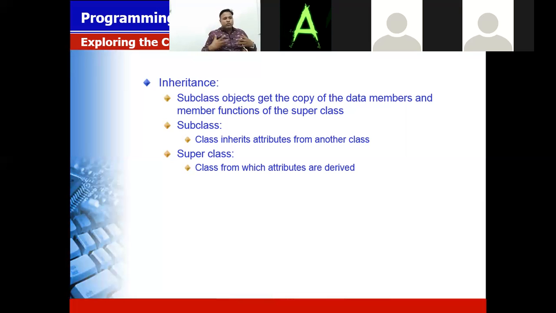जो Base class जो फीचर को शेयर करता है वो होता है सुपर क्लास. जो फीचर को कॉपी करके और कुछ फीचर उसमें डालता है, you can call it a subclass. Okay, subclass object gets the copy of the data members and member functions of the superclass. Subclass inherits the attributes from another class. Superclass is the class from which attributes are derived, that is called the superclass. Okay.